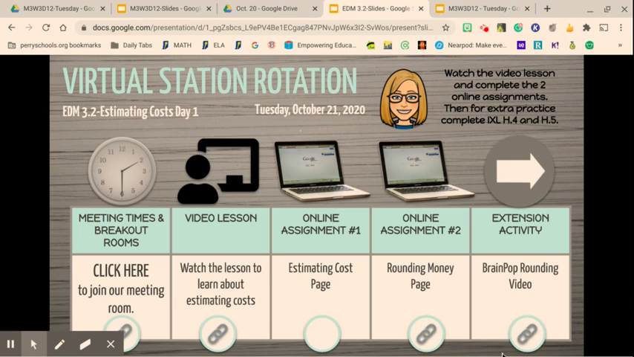So we have a few assignments. One of them is to watch the video lesson. Then you will complete an online assignment where you are estimating costs. Next, you will work on a rounding money page. And then finally, you're going to watch a Brain Pop rounding video.